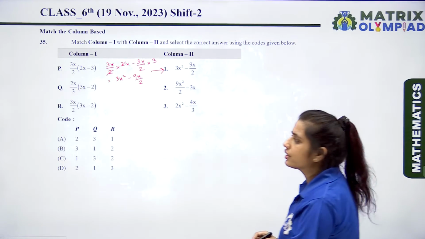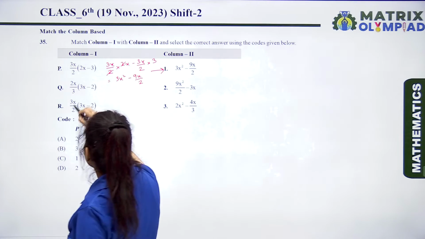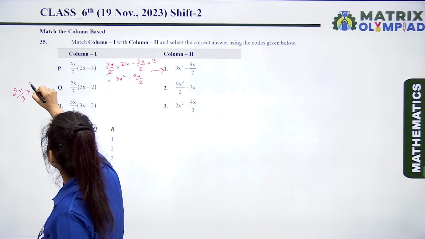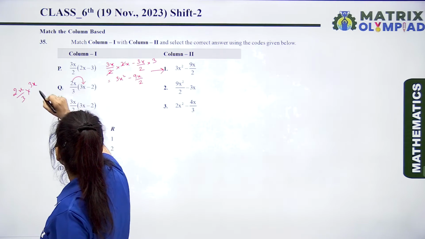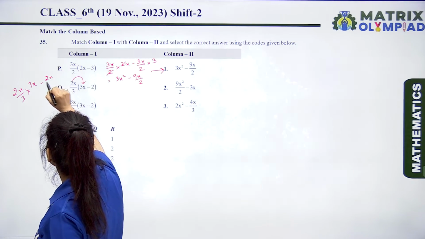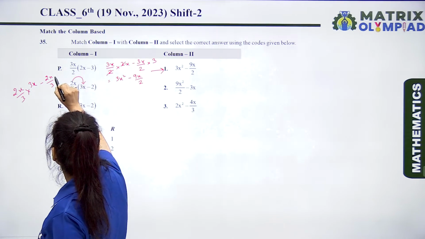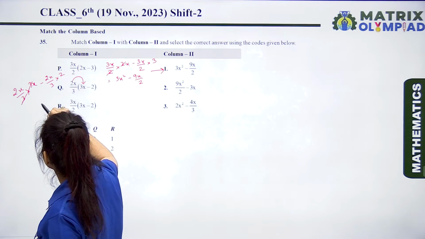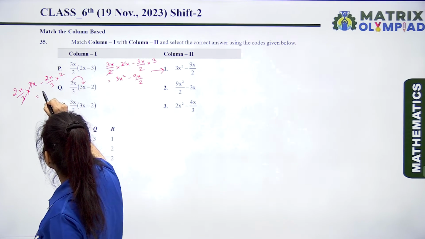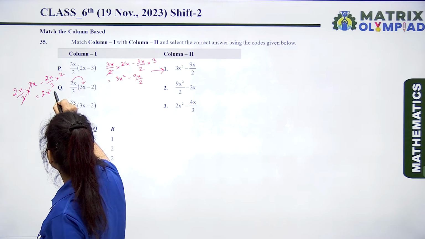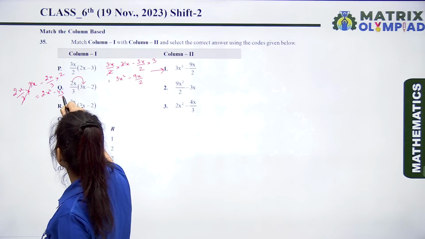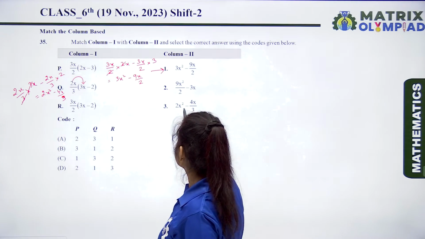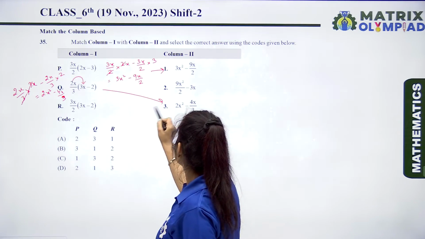Now let's solve the next part. 2x upon 3 multiplied by 3x, then minus 2x upon 3 multiplied by 2. So here with cancellation of 3, we get 2x square minus 4x upon 3. So here we have 2x square minus 4x upon 3.